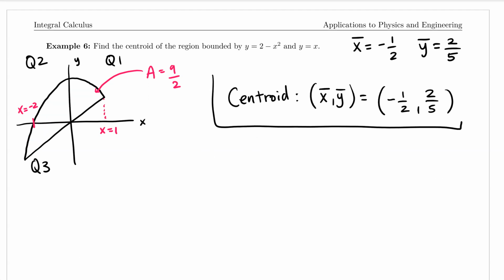All right, so after all of that work, we have found that our centroid is located at -1/2, 2/5. If you guessed that the centroid was going to be in quadrant 2, you would be correct. And the centroid is, I'm just going to kind of eyeball it, about right there. So that is x bar, y bar. And that concludes this example.